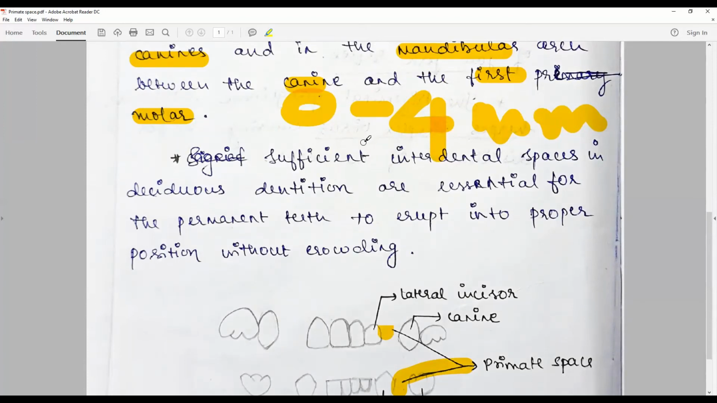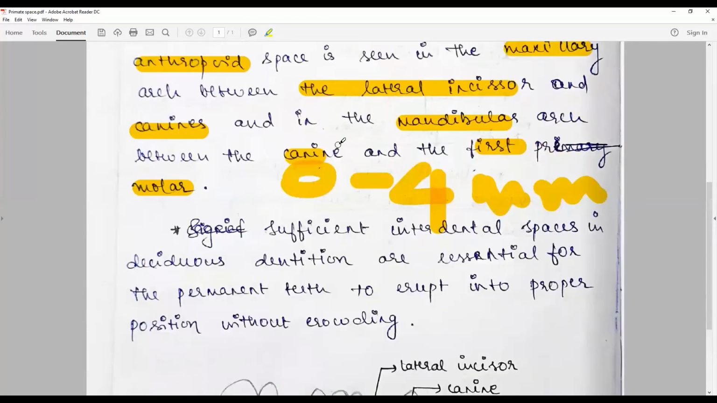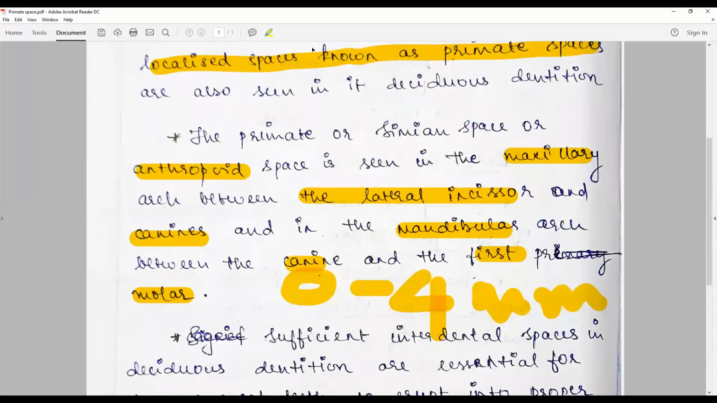If there is no primate space in the deciduous dentition, probably there could be crowding in the permanent dentition. So appropriate intervention has to be instituted. That is the clinical significance.